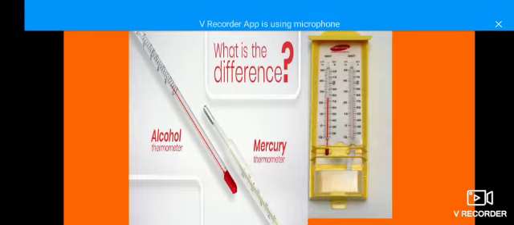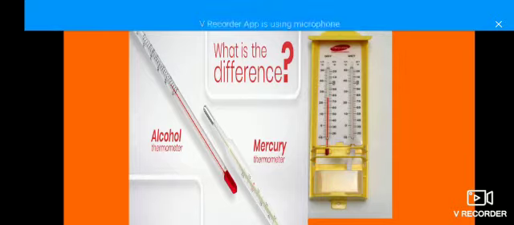Then why is mercury in glass thermometer called maximum thermometer? It is called maximum thermometer because it can be used to measure a high temperature, a high temperature above 100 degrees Celsius. So take note, alcohol in glass thermometer can be used to measure low temperature, while mercury in glass thermometer can be used to measure a very high temperature. Please take note of the two.